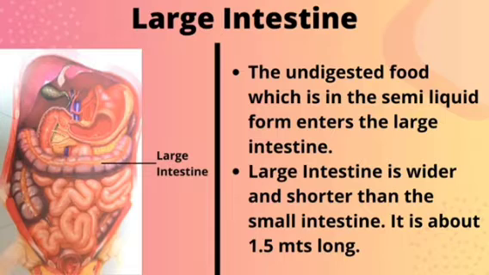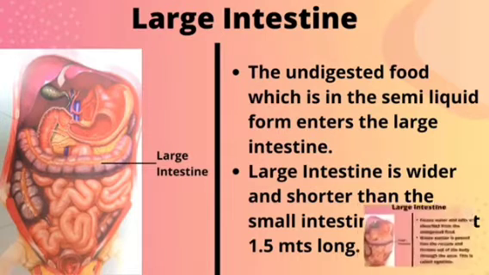Now what happens in the large intestine, and how is this large intestine? The large intestine is wider and shorter than the small intestine. You can look at the picture there. You can see that the large intestine is broader, wider and shorter than the small intestine. It is about 1.5 meters long, whereas the small intestine was about 7.5 meters long.